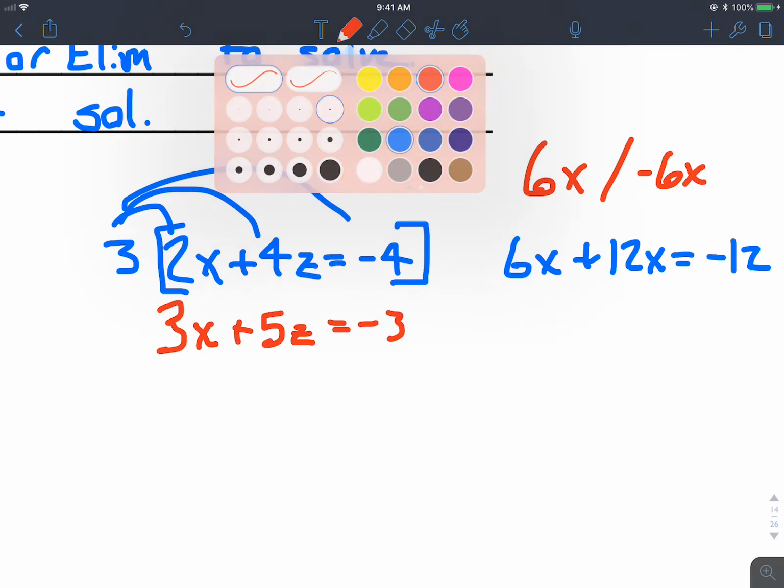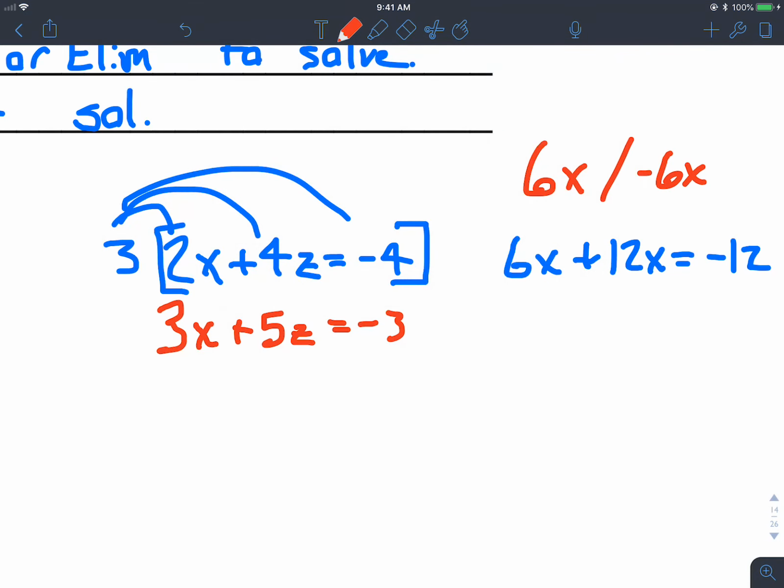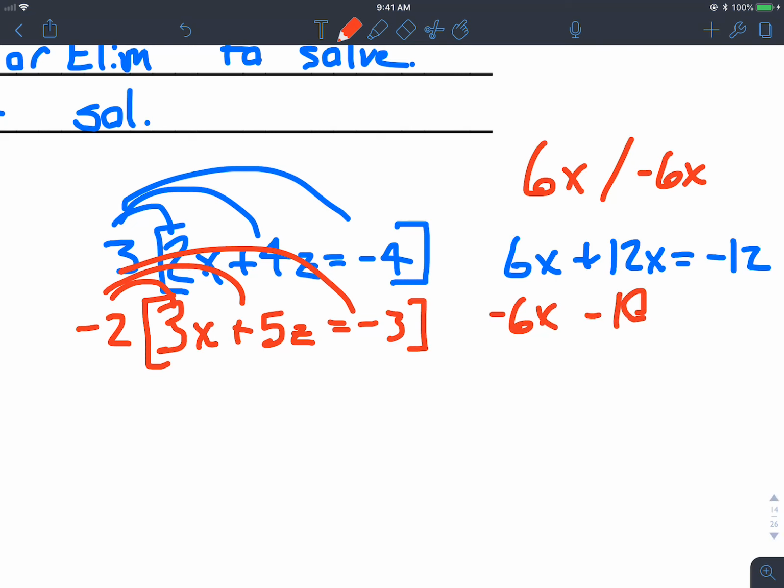Okay, second equation here needs to look like negative 6x. So not only am I going to multiply by 2, I'm going to multiply by negative 2, just so I can get that negative 6x there. So it'll be negative 6x when you do it. Negative 2 times 5 will be negative 10z. I messed up one of my variables here. Okay, and then equals negative 2 times negative 3, it's positive 6 there.